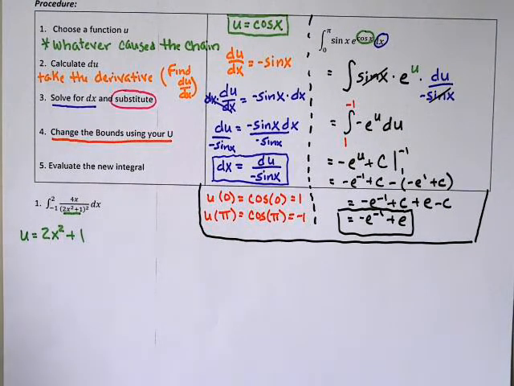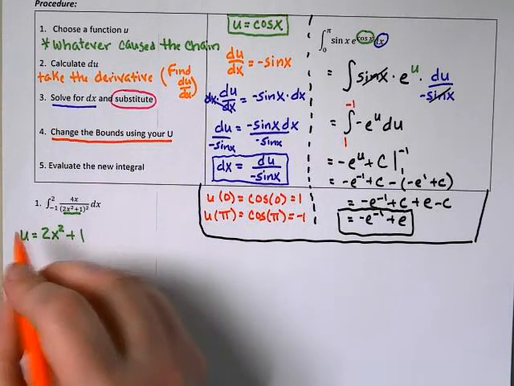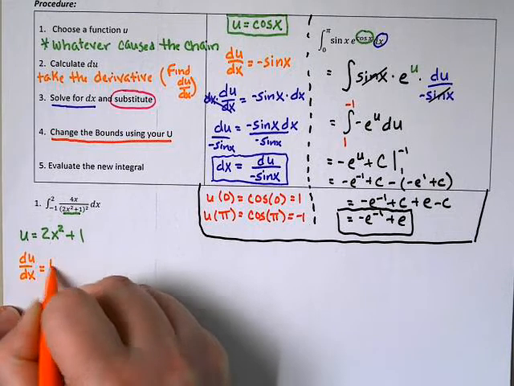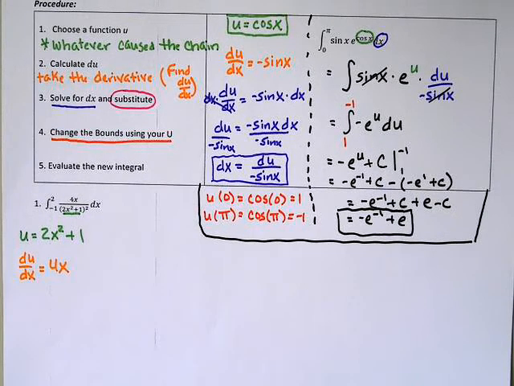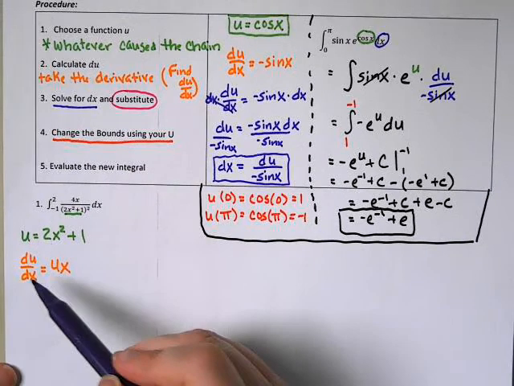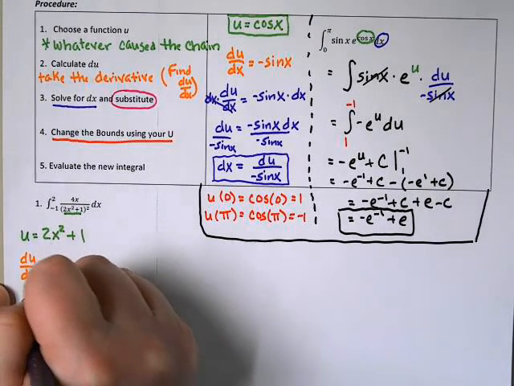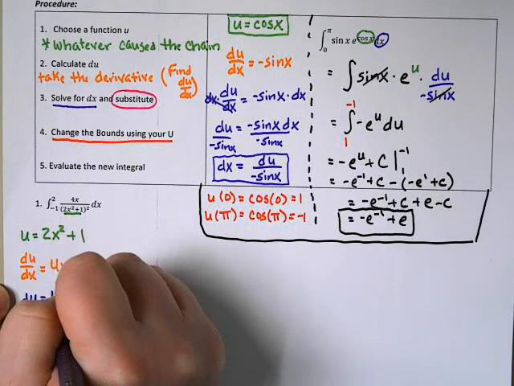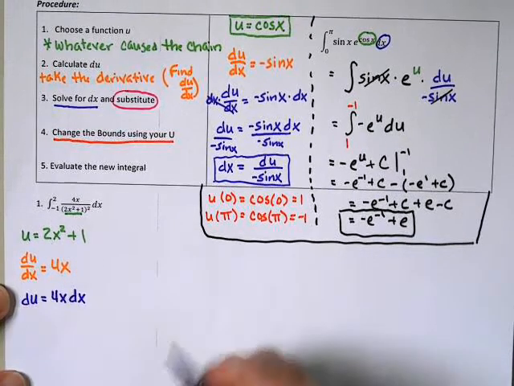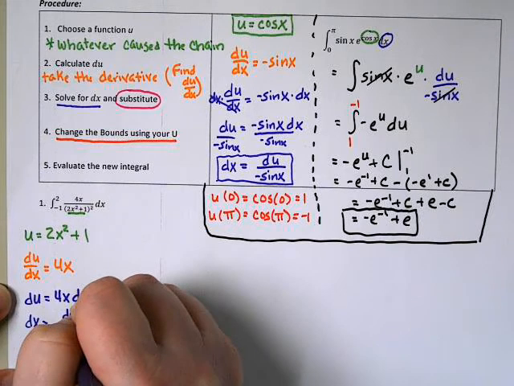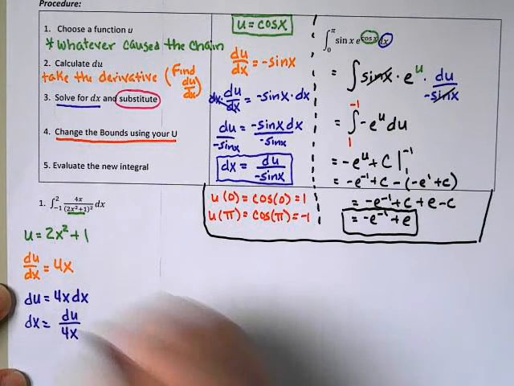Second step here is that we want to take the derivative. So we're going to say du dx is equal to 4x. Step 3, we want to solve for dx. So again, we're going to multiply both sides by dx, and then we'll end up dividing by 4x. So just to show that step, du equals 4x times dx, and then we can divide both sides by 4x so that we get dx is equal to du over 4x.